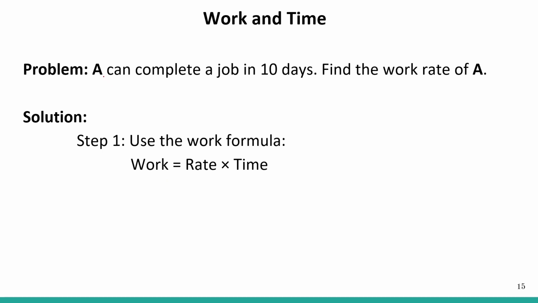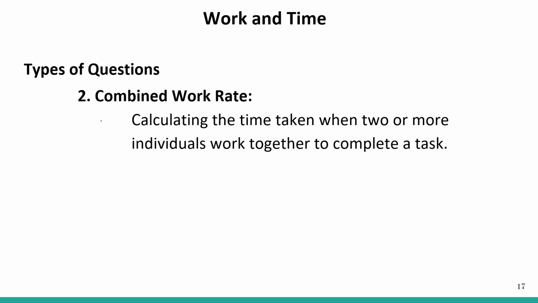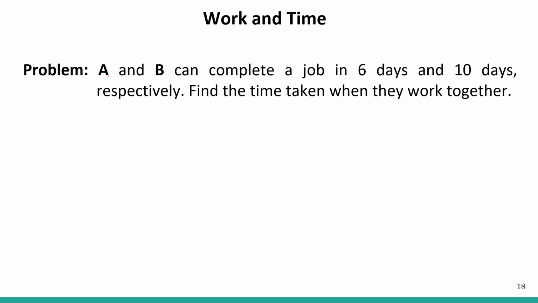So if we are given a question that A can complete a job in 10 days, find the work rate of A. The work rate of A is 0.1 job per day. Let's see question number 2, combined work rate: calculating the time taken when two or more individuals work together to complete a task. A and B can complete a job in 6 days and 10 days respectively. Find the time taken when they work together.